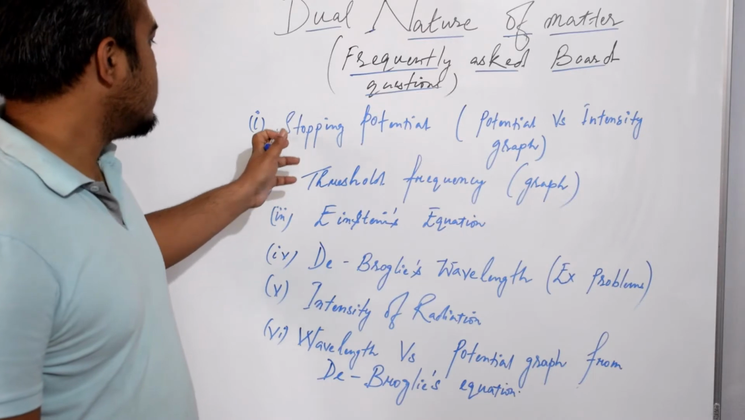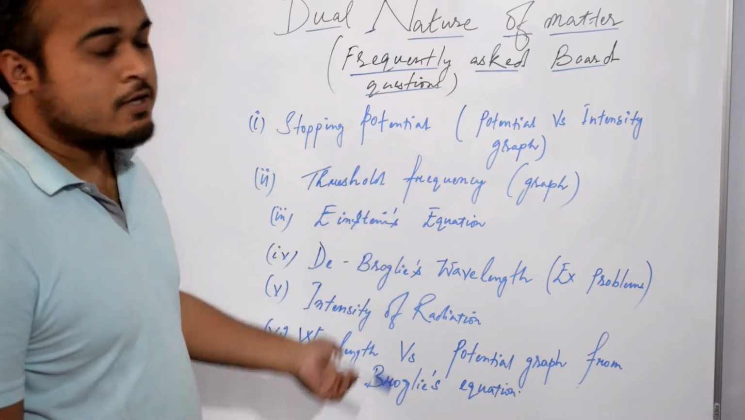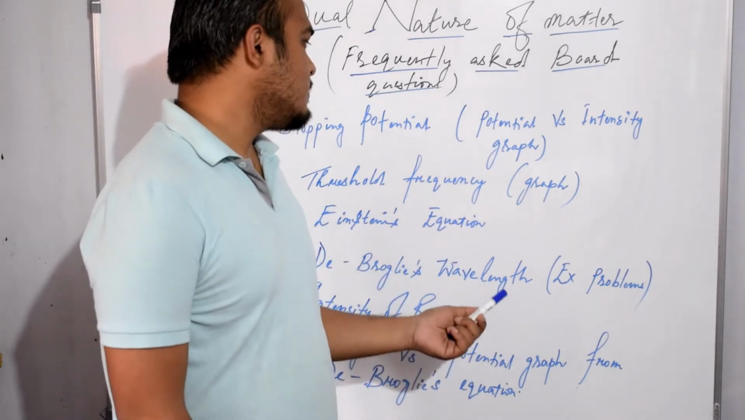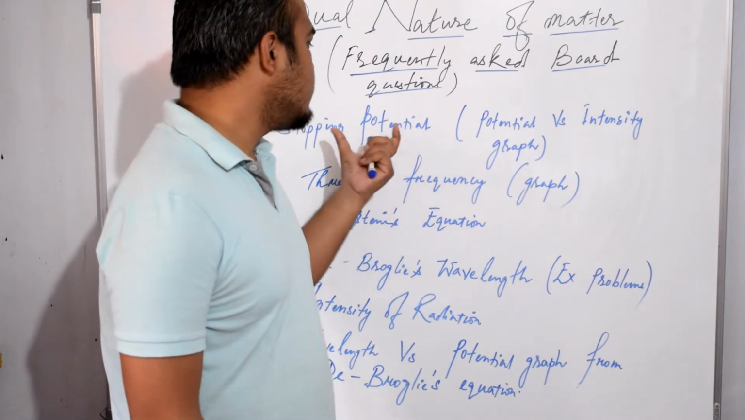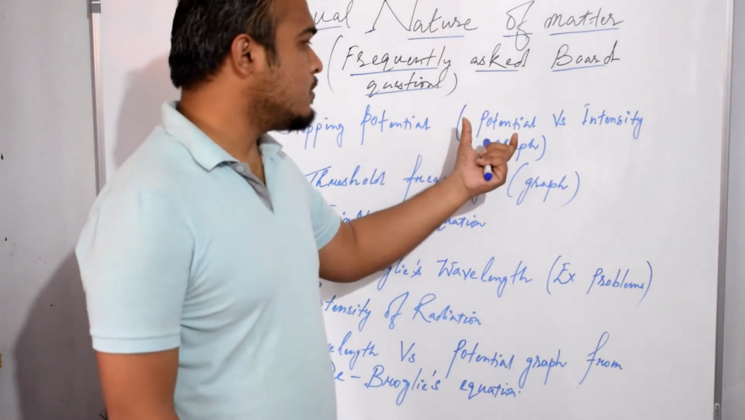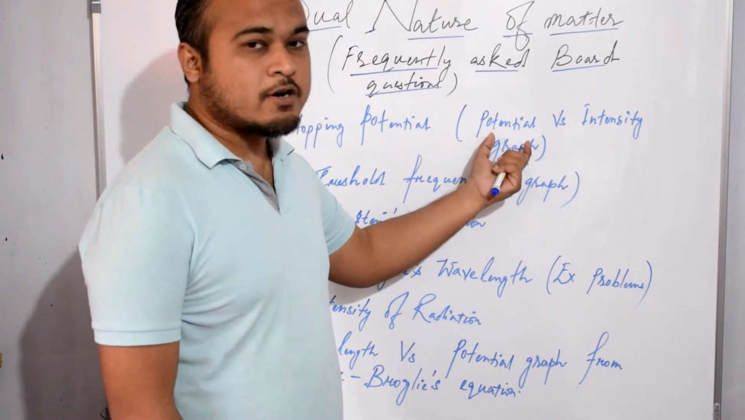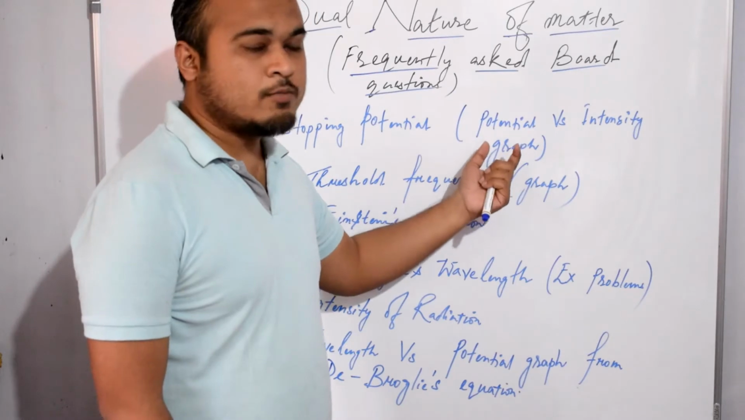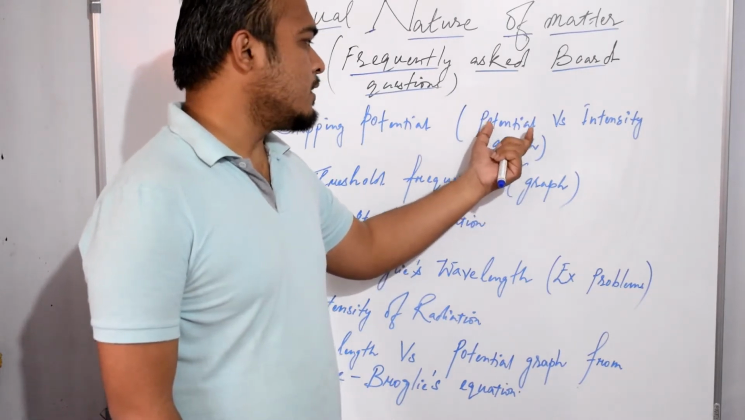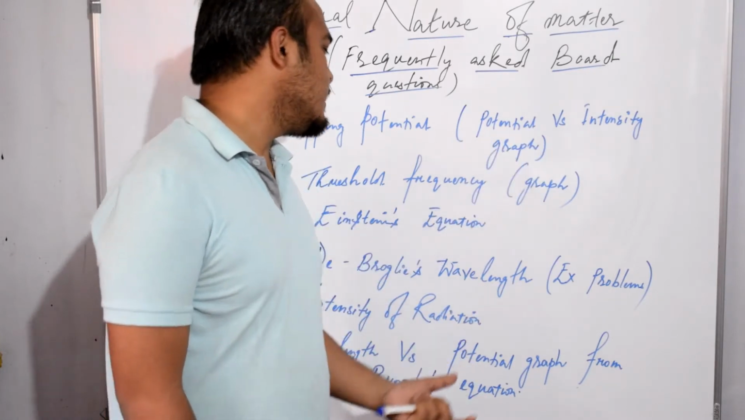The first topic is stopping potential. You'll sometimes get questions on stopping potential, its definition, and under this topic you'll get the question on potential versus intensity. They will ask you to draw the graph between potential and intensity. You will have to draw the graph that is there between potential and intensity.